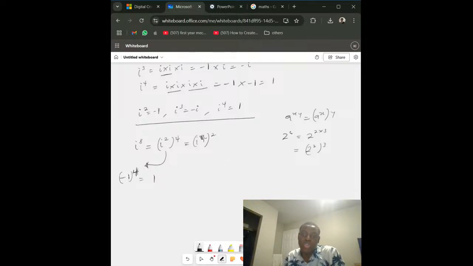Now, how about if we use this instead? From this, i raised to power 4 is 1. So which means we should have here 1 square, which is still equal to 1. So you'd get your answer either way. Any of the methods you use are perfectly fine.